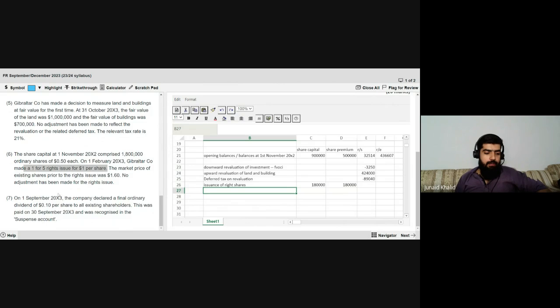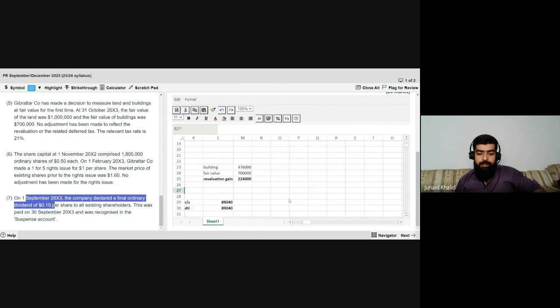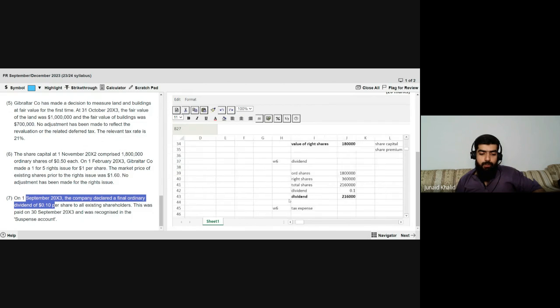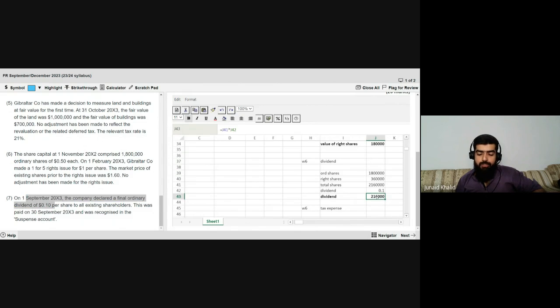Okay, now we have also declared a dividend of 0.10 per share, and we have already made a calculation for what amount of dividend we are going to pay. That is 2,16,000. And the cell number is J43.